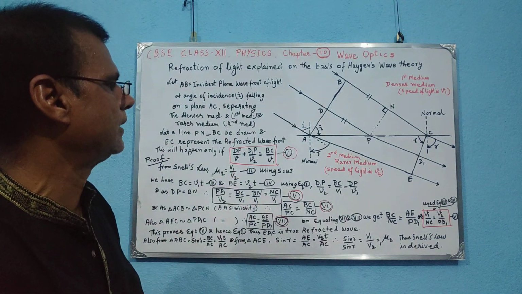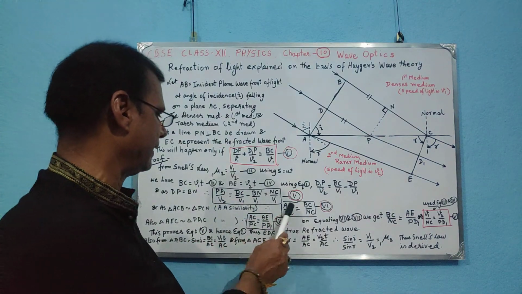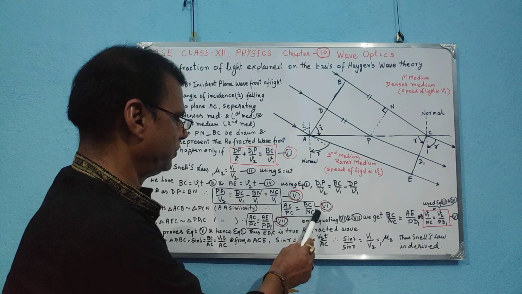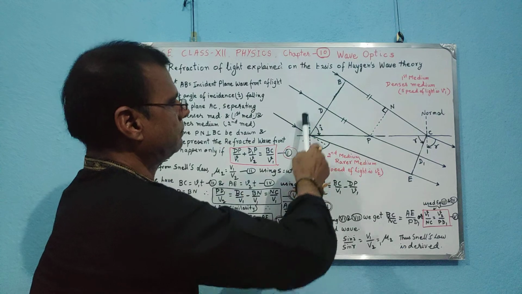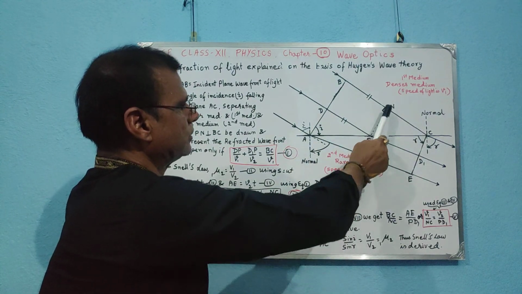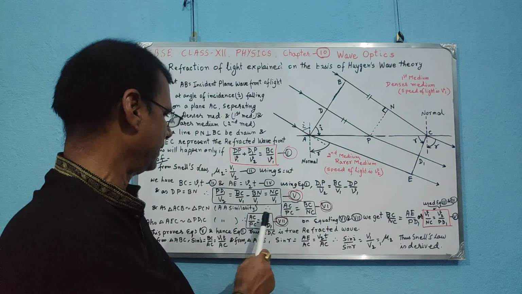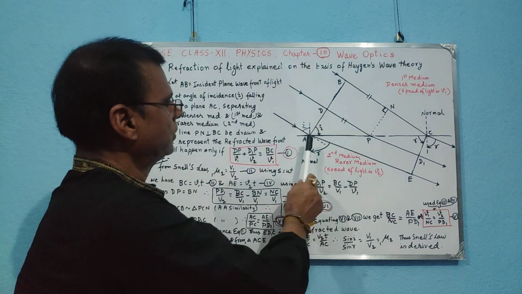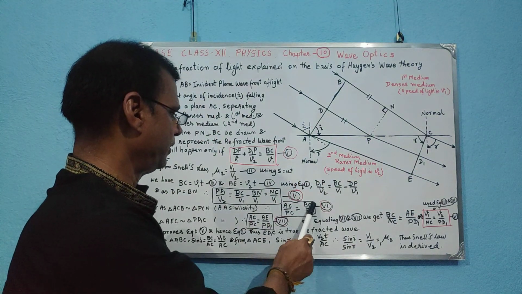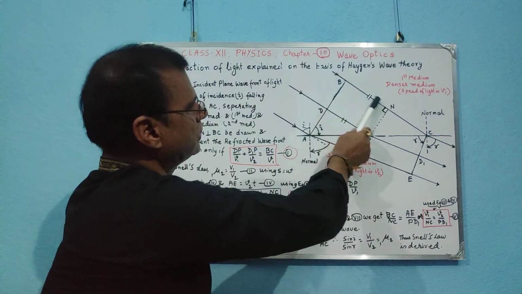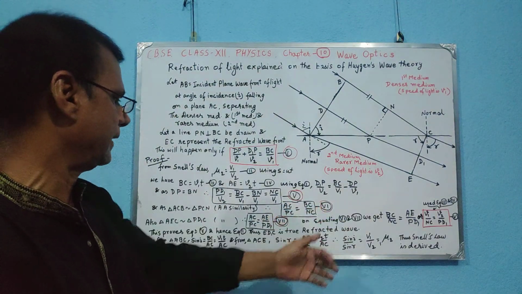Therefore, for the similar triangles, the ratio of the sides is also equal. We can write AC upon PC equal to BC upon NC. You see these two triangles are similar, the bigger one ABC and the smaller one PCN. So we can write AC upon PC equal to BC, this is the full length, divided by NC. We call it equation number 6.